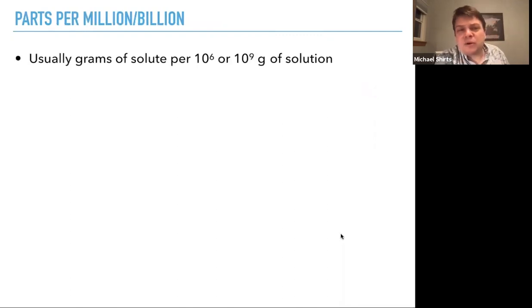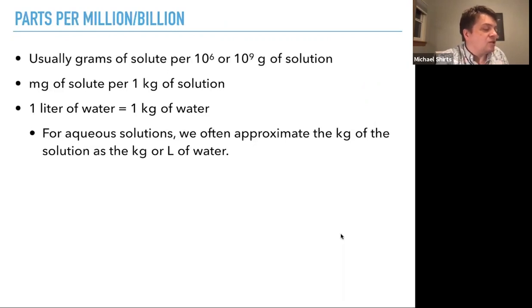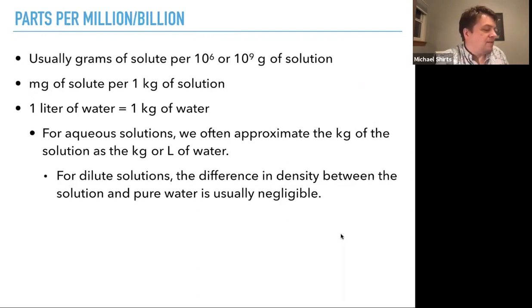But usually you'll report things in grams of solute per 10 to the 6th or 10 to the 9th grams of solution. That'll be parts per million or parts per billion. For aqueous solutions, we often approximate the kilograms of solution as just a liter of water. For dilute solutions, the difference in density between the solution and the pure water is usually pretty negligible. So it's usually a pretty good approximation that a kilogram of water is about 1 liter.